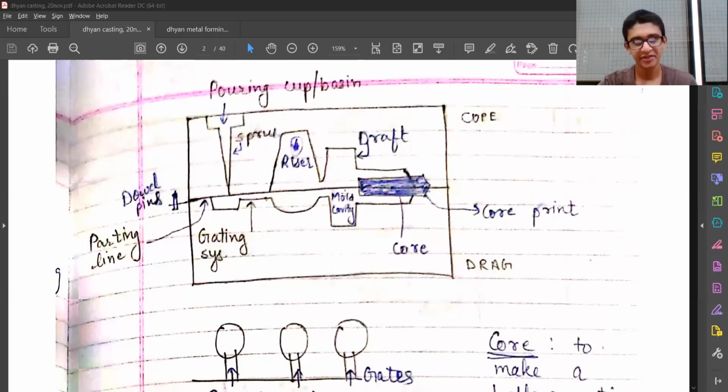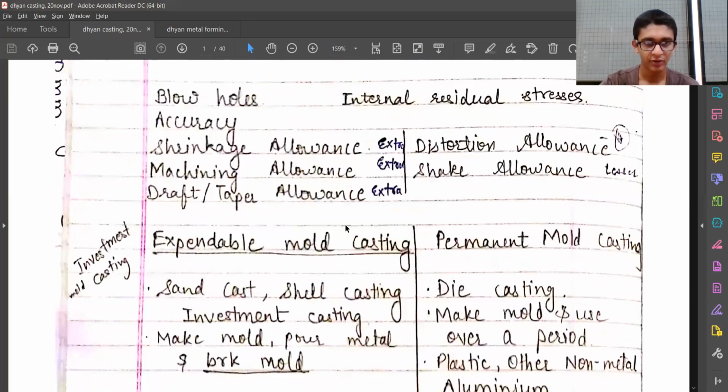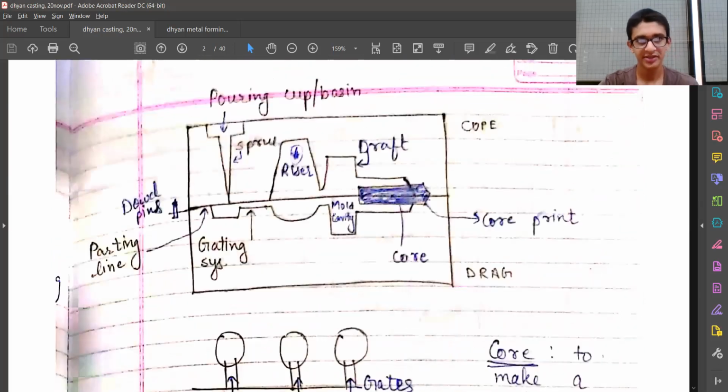So in the previous video, we have just introduced you to casting. Now we'll go to some basic terminologies, how the casting process works, and what the components involved are. The basic diagram looks like this, where we have two halves. The bottom half is over here. Let me draw it for you so it is much better.